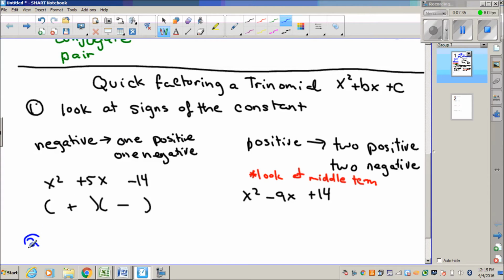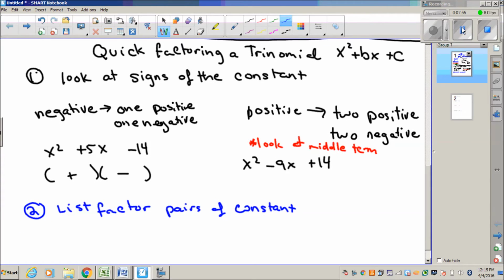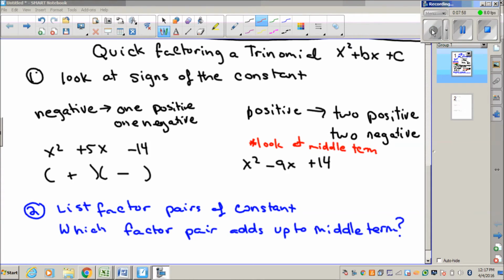Then, after you look at the signs of the constant, you're going to list the factor pairs of the constant so that you know what your options are. And you want to see which of them adds up to the middle term. So I'm going to figure out which pair adds up to the middle term. I'm going to go back to the example we had here.